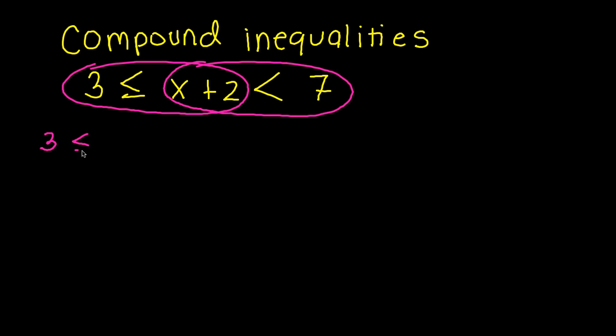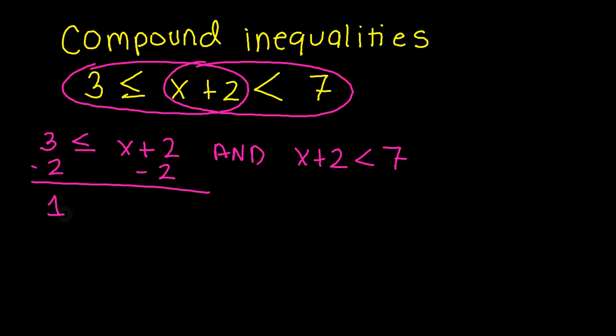3 is less than or equal to x plus 2. And x plus 2 is less than 7. So notice all we've done here is split this into two separate inequalities, and now we're going to solve them both. In the first one, to get the x by itself, I'm going to go minus 2 on both sides.